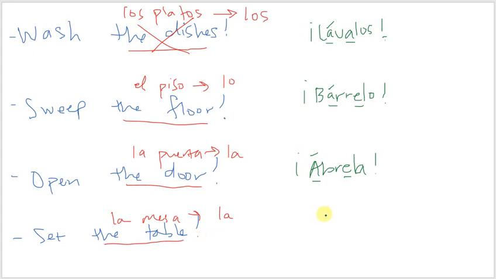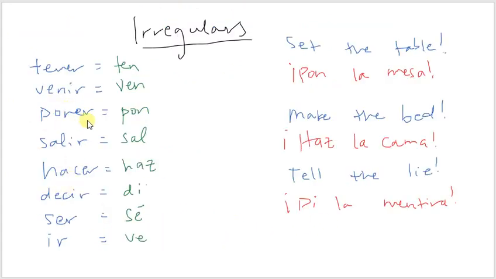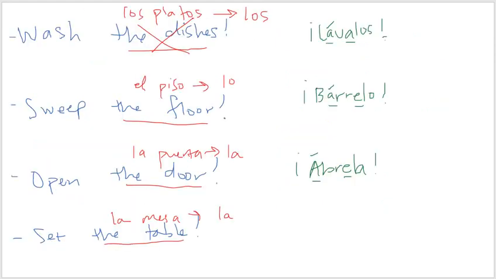And then finally, set the table. So remember, to set or to put is poner, which is irregular and goes to pon. So the positive tú command for poner would be pon. And then the direct object pronoun is going to be la, and it becomes one word. And then you put an accent on the second to last vowel of the verb itself. In this case, the verb only has one vowel, so there's no accent.